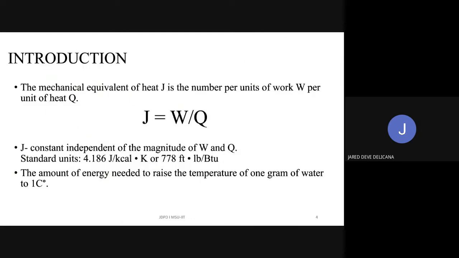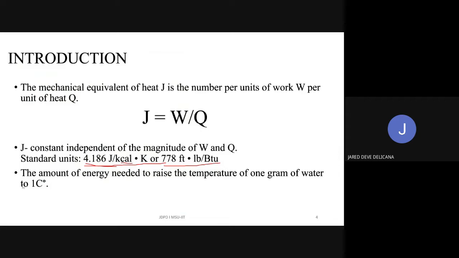And this is what we are talking about, the mechanical equivalent of heat, J. This is the number of units of work divided by the unit of heat Q. In equation form, J is equal to W over Q. J is constant and independent of the magnitude of W and Q. And the standard units are 4.186 joule per kilocalorie, this is the small calorie here, times the Kelvin, or 778 foot-pound divided by the BTU, the British thermal unit. These are equivalent, only scaled in a different manner.